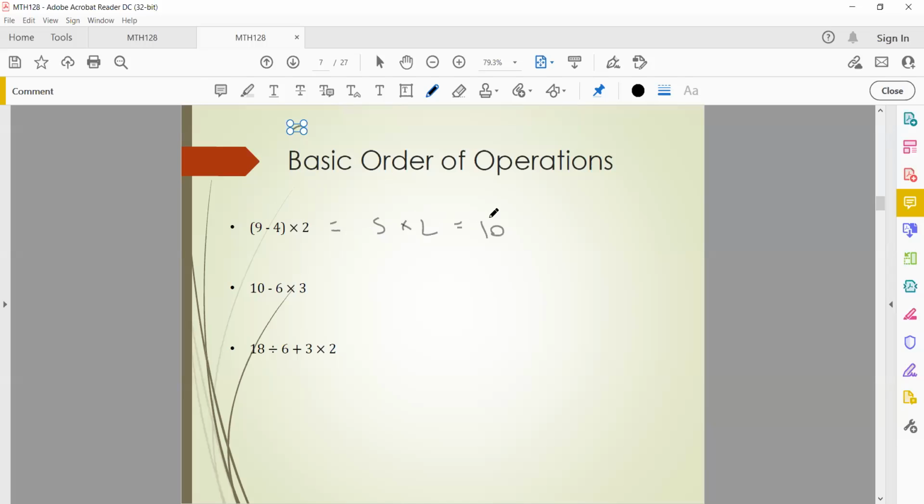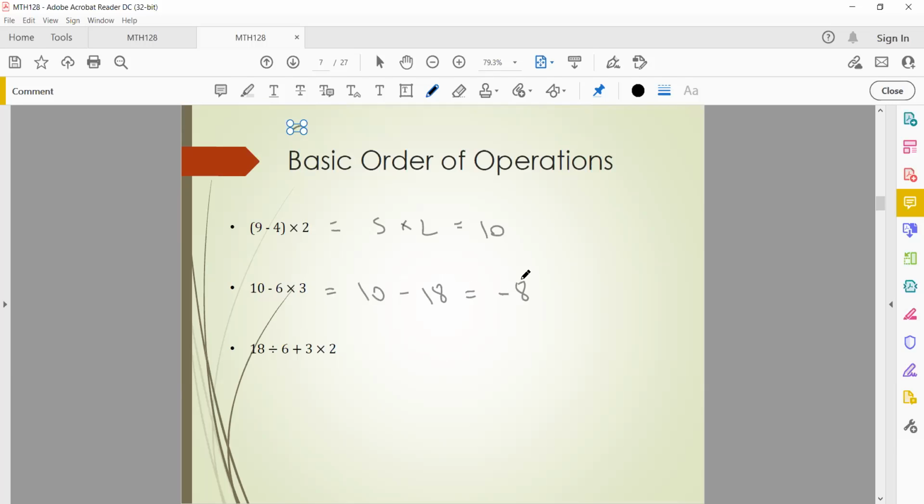Okay, next one is 10 minus 6 times 3. So BEDMAS tells us to do the multiplication part first before we do any of the addition or subtraction parts. So let's do that. This is 10 minus, and you got 18 for the part on the right, and 10 minus 18 is minus 8.